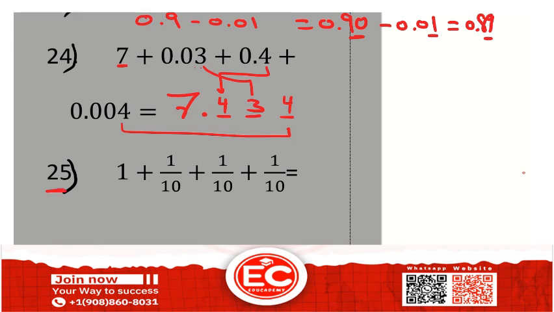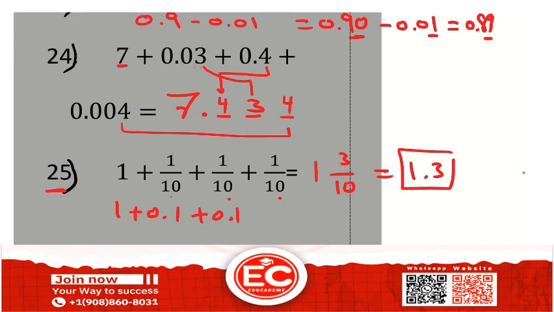Number 25. 1 over 10, 1 over 10, 1 over 10. So it's 3 over 10, which can be written as 0.3. Or 1 plus 0.1 plus 0.1 plus 0.1 is 1.3.